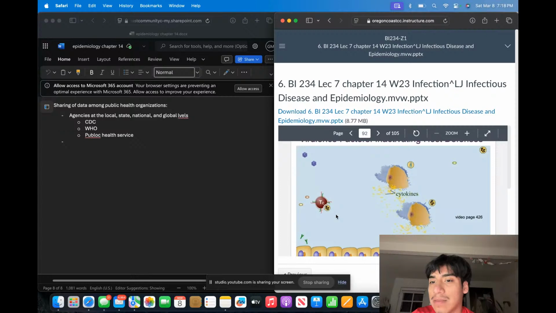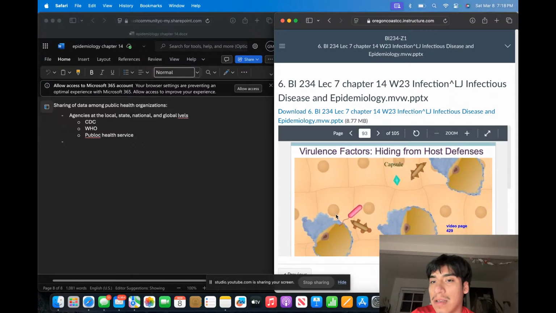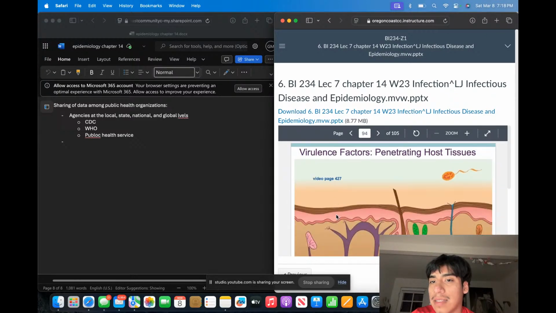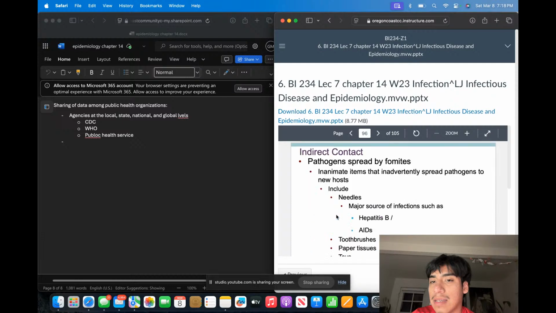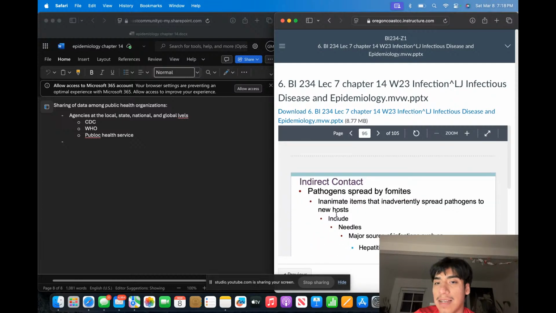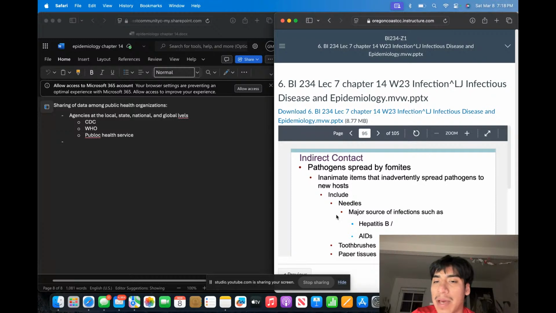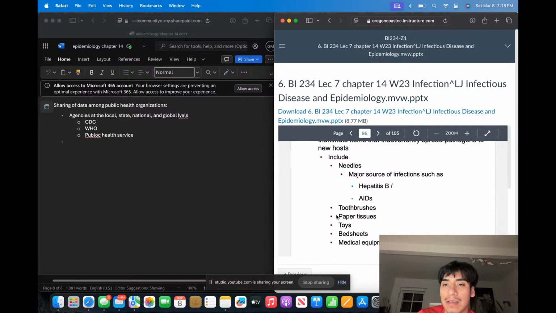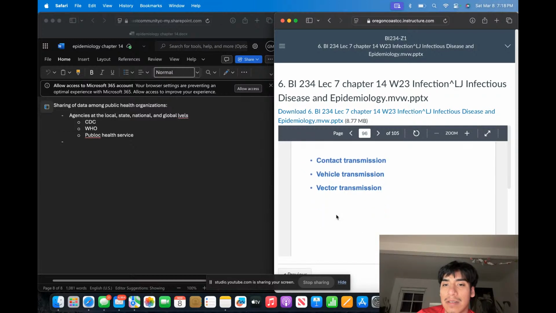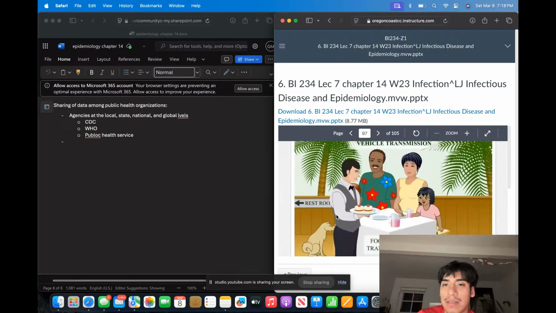Virulence factors. So I think this is just, yeah, that's it. Because these are just the rest of the slides that are just kind of here always at the end. Pathogens spread by fomites. So fomites are inanimate items that inadvertently spread pathogens to new hosts. So fomites is another word. He didn't go over it though, so I don't think he would really quiz some of this.